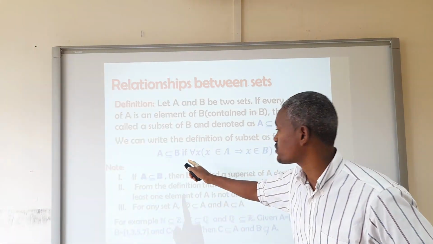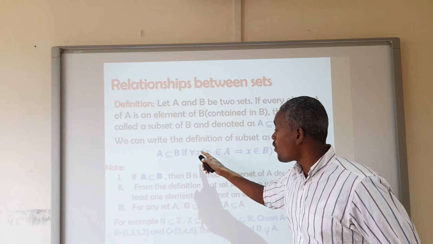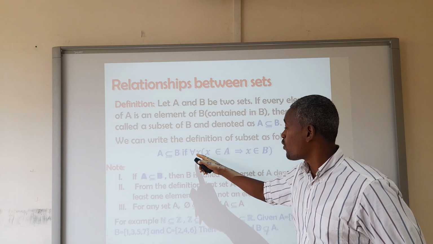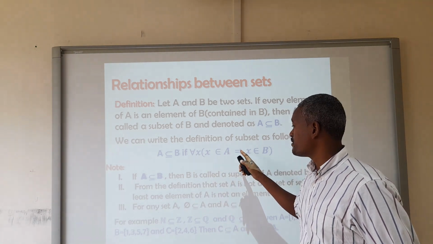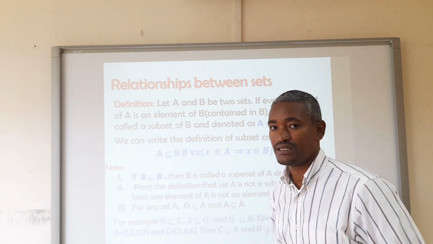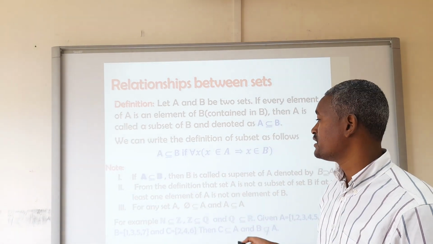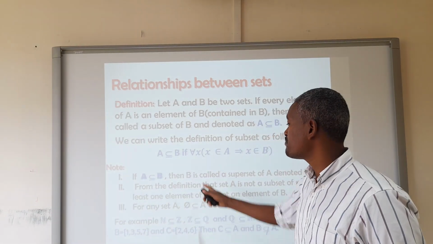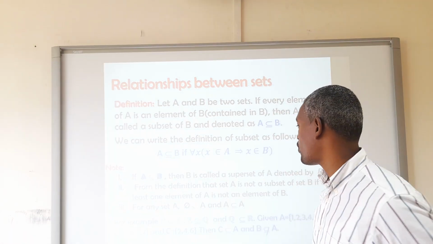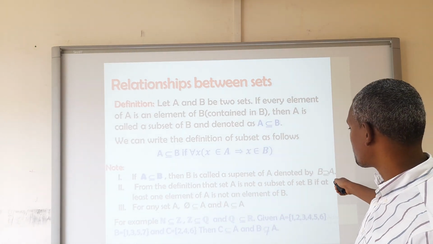Mathematically, we can express it in such a way: A is said to be a subset of B if for all x an element of A implies that x is also an element of B. So every x in A is an element in B. If A is a subset of B, then B is called a superset of A, and it's denoted by this symbol.